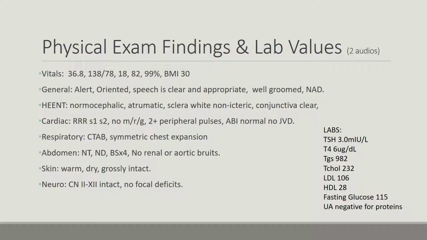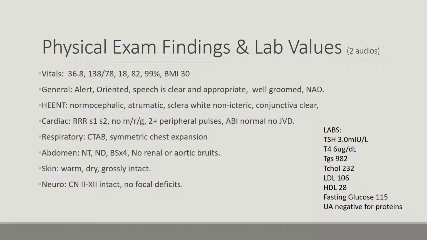Taking a look at laboratory values, we have a normal TSH and T4. We can rule out hypothyroidism. Triglycerides are elevated at very high classification, 982. Total cholesterol is slightly elevated. LDL is slightly elevated. HDL is on the lower side. Fasting glucose of 115, that is pre-diabetic, and a UA is negative for proteins. So there's some considerations here.